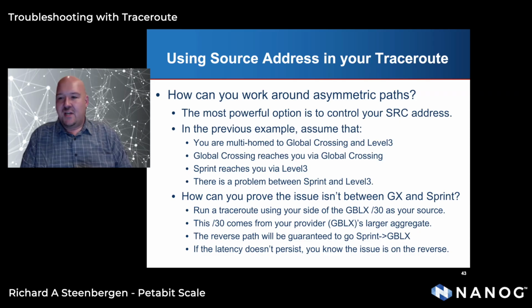If you ran a traceroute from your network device and you sourced the packet from your side of the Global Crossing issued /30. So they've issued you for interconnection purposes a /30 out of their IP space. That's going to follow their routing policies. So now you see that when you run that traceroute sourced from Global Crossing, it doesn't persist. It tells you something about the reverse path. It tells you that it wasn't coming through Global Crossing. It was how Sprint reaches you back via Level 3. And this kind of trial and error method is what you can use to eliminate a lot of issues.